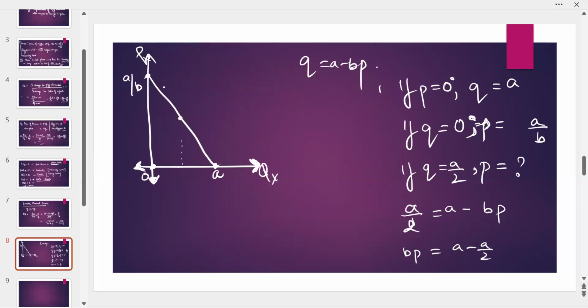So this is the first, this is the A part, this is the B part, this is the C part. In that case, this would be A by 2, and this is A by 2B. So at this point, the quantity is A by 2, and the y-intercept would be A by 2B. Now I have to find out the elasticity at these different points on the graph. So at point A, when P is 0, Q is A, what is the elasticity of demand?